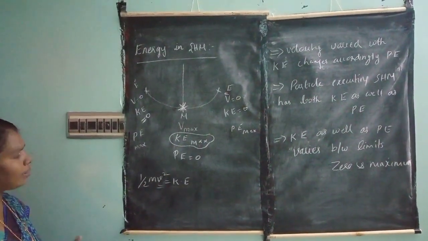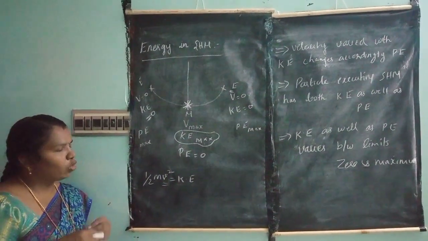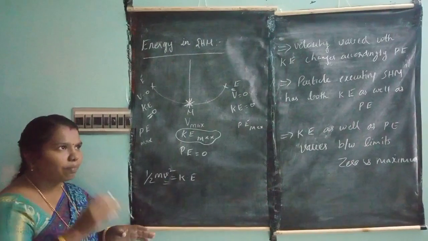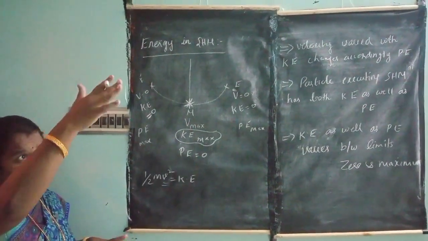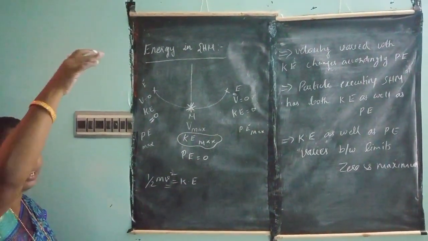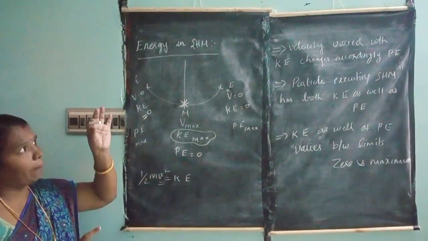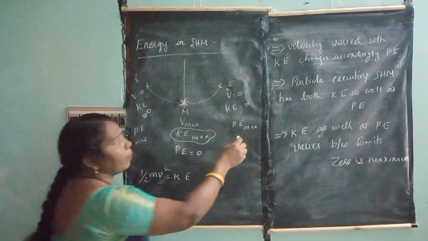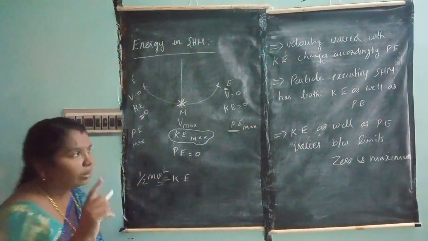Next, what is the potential energy? By virtue of its position or configuration. The definition of potential energy is by virtue of its position or configuration. So when height is increased, if I am projecting some particle to a height, when h is increased, the potential energy is maximum.